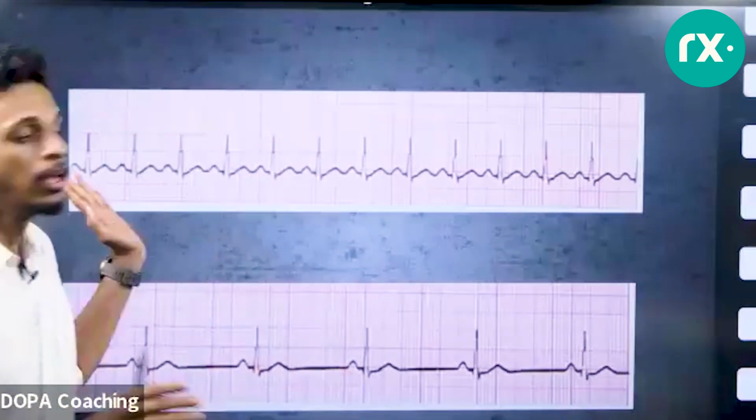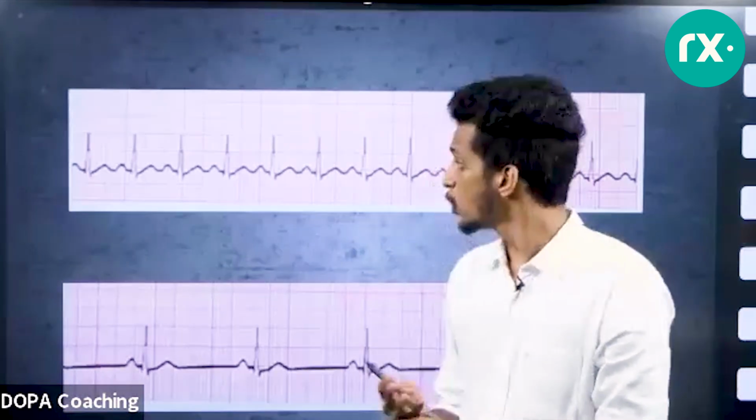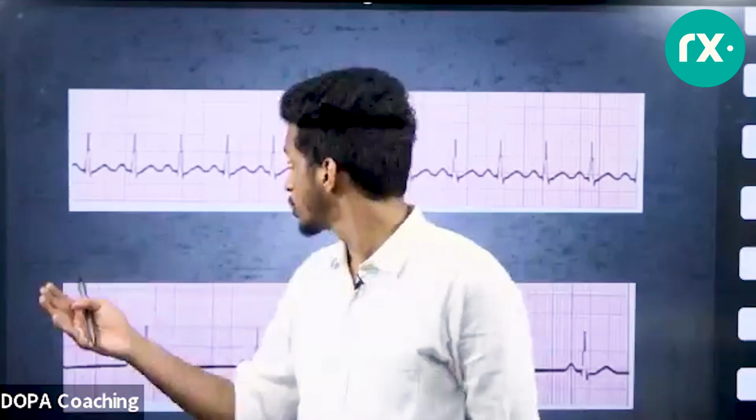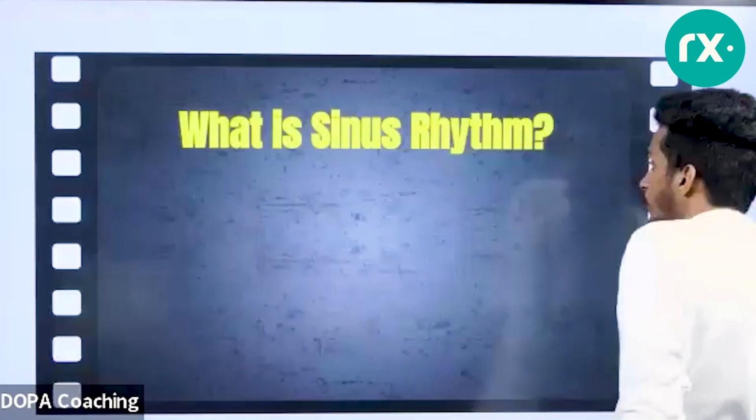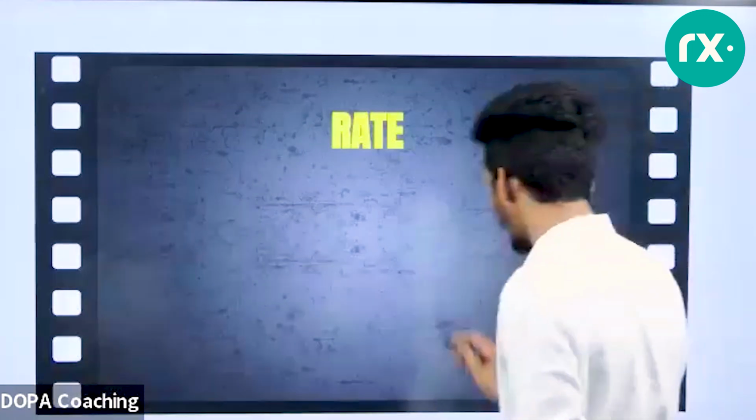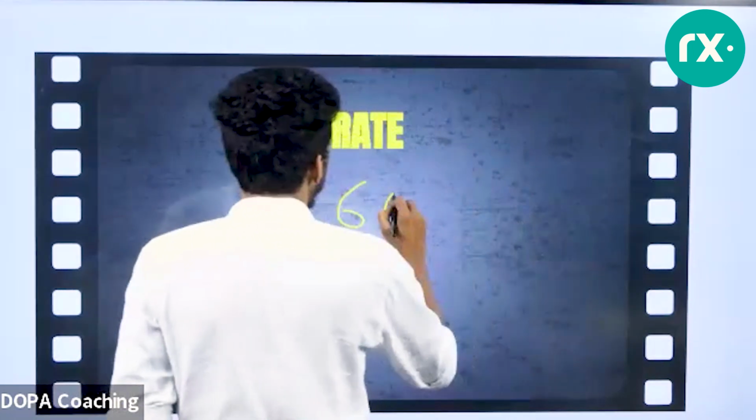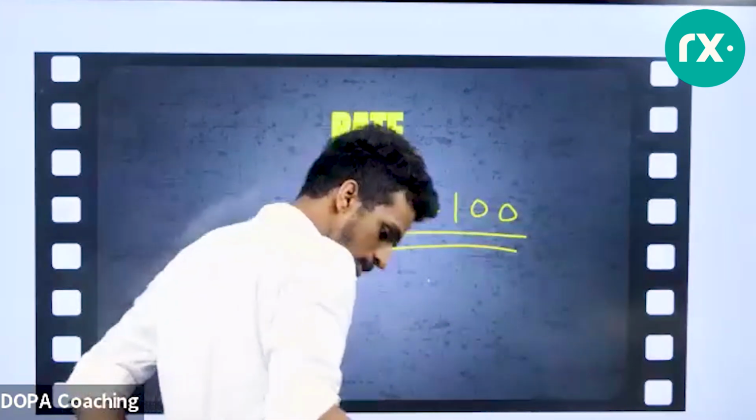We have discussed rate and how to calculate it, and told the equation to calculate rate. Now let's move on to rhythm. But before moving on to rhythm, I just need to know what a normal rate is. Normal heart rate is between 60 to 100.